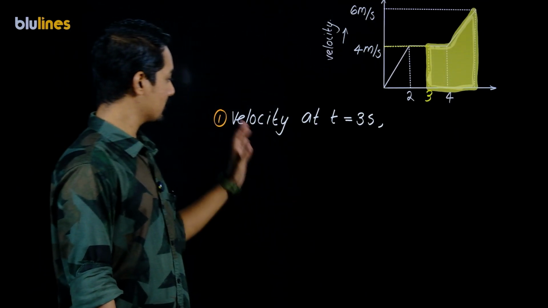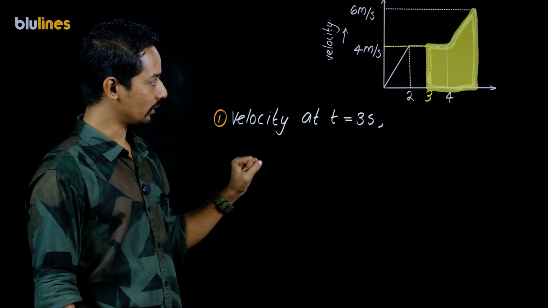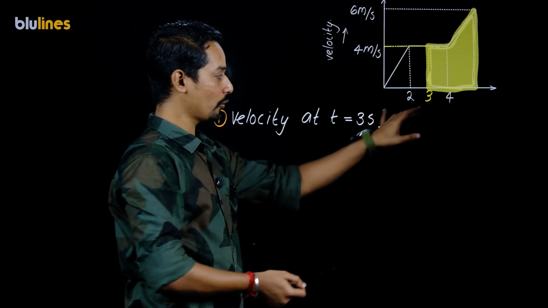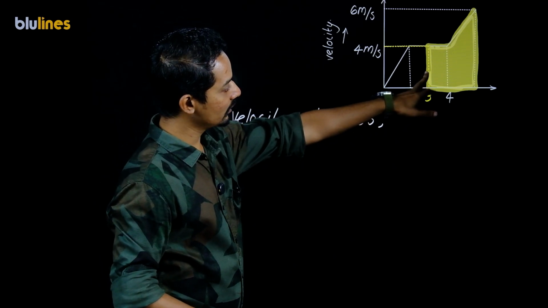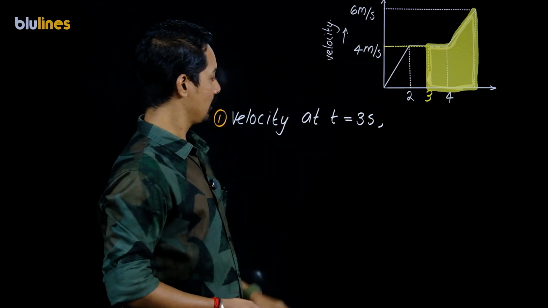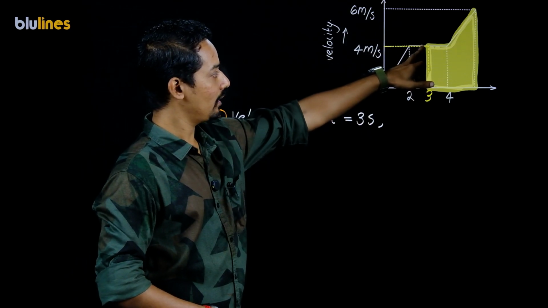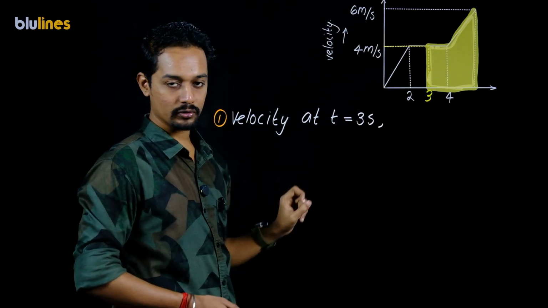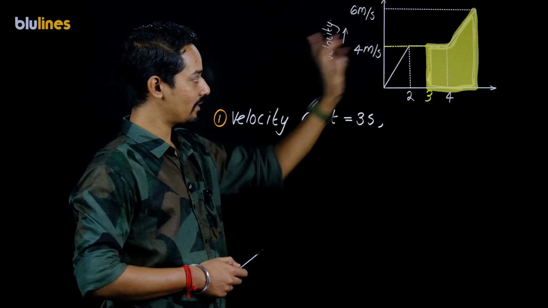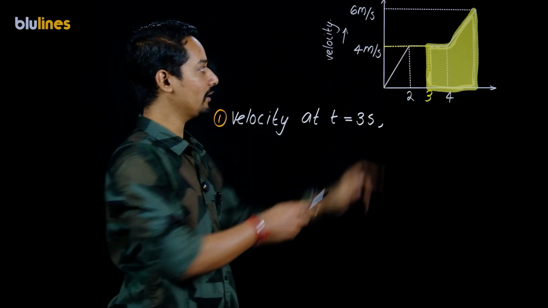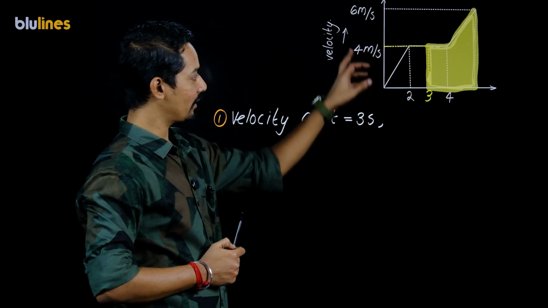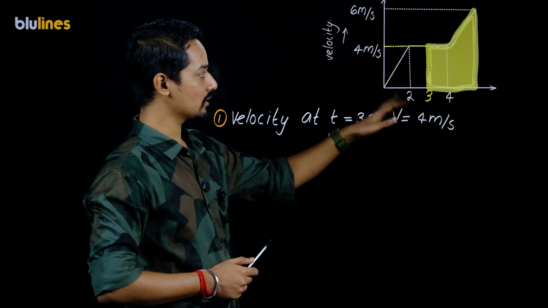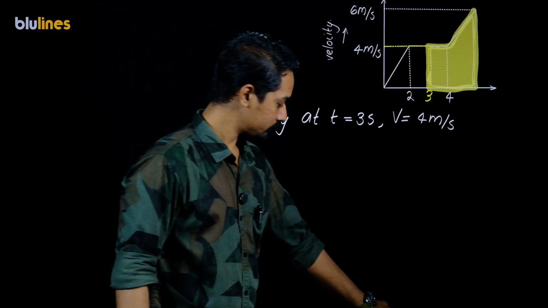The first question is, we are supposed to find the velocity at t equal to 3 seconds. For finding the velocity at t equal to 3 seconds, we know that 3 is between 2 and 4. So we take a point and drop the perpendicular to the graph. Where the graph lies on the y-axis corresponding to this 3, that will be the answer, because that represents the velocity at 3. And the straight line is already given in the question as 4. So just by looking at the graph, we have the answer. The velocity at t equal to 3 seconds is 4 meter per second.